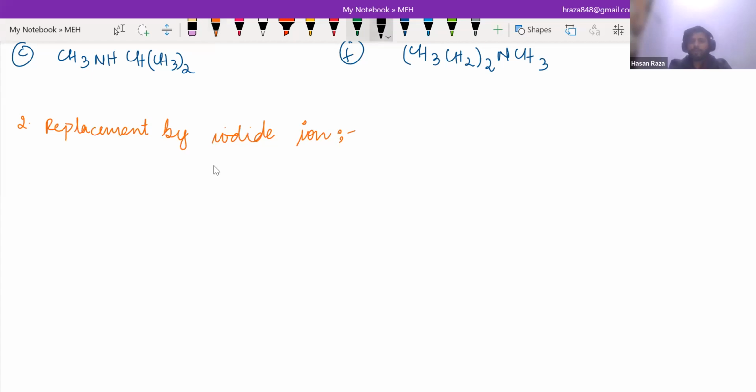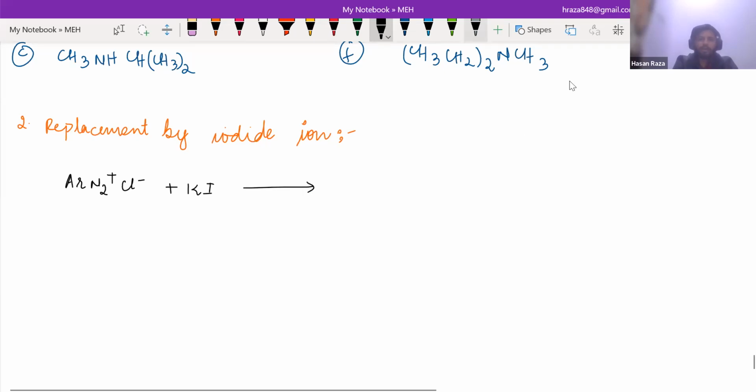So how are we going to replace the diazonium group with iodide ion? It's very simple. You have this diazonium chloride, ArN2+Cl-. You are directly going to react this with KI, potassium iodide. You will be getting your desired product, that is ArI. I just replaced N2, and you will be getting KCl, and N2 will be evolved. So this is how we react diazonium with iodide.